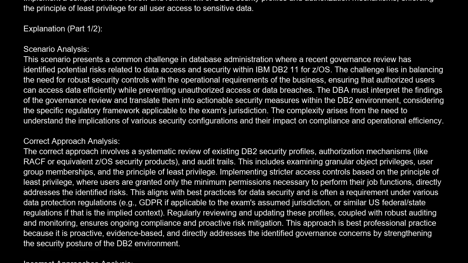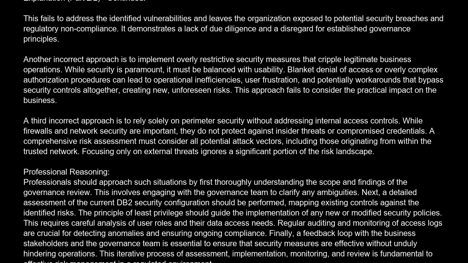Incorrect approach analysis. One incorrect approach is to dismiss the governance review findings as overly cautious or to implement only superficial changes without a thorough understanding of the underlying risks. This fails to address the identified vulnerabilities and leaves the organization exposed to potential security breaches and regulatory noncompliance. It demonstrates a lack of due diligence and a disregard for established governance principles.